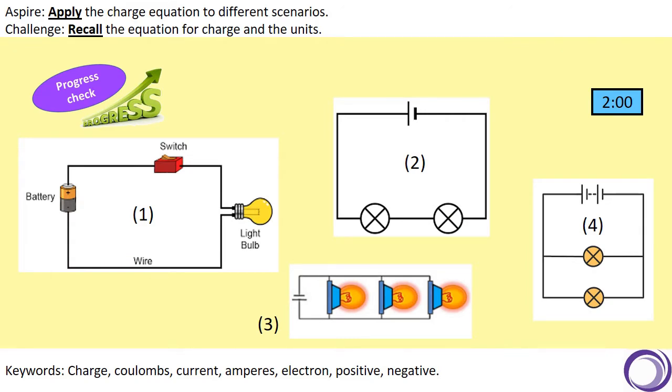Progress check then, 2 minutes. All I want you to do on these diagrams is to mark down the direction that the conventional current is flowing. So not electrons, so the conventional current.